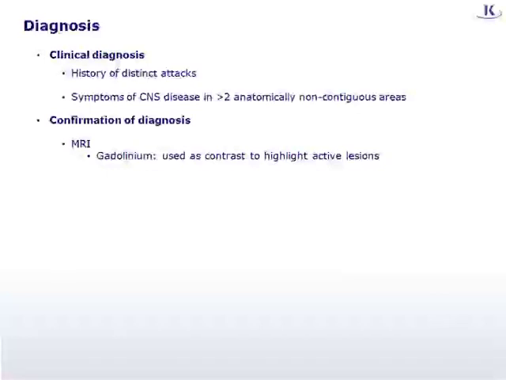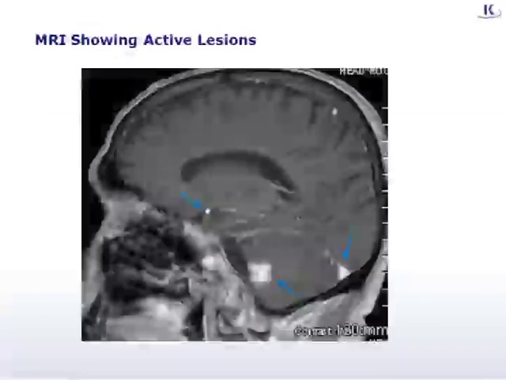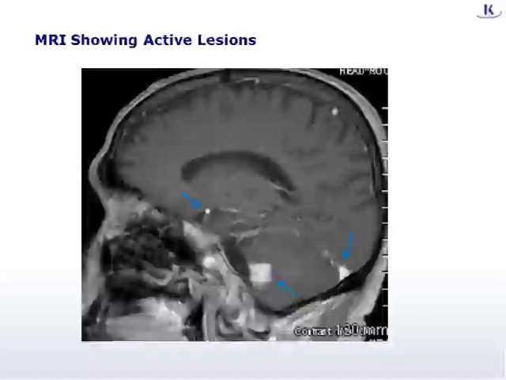Gadolinium is used as a contrast to highlight the active plaques to differentiate them from older lesions. Normally, gadolinium is unable to cross the blood-brain barrier, but in areas of inflammation where the blood-brain barrier is permeable, gadolinium is able to enter and effectively highlights active lesions.